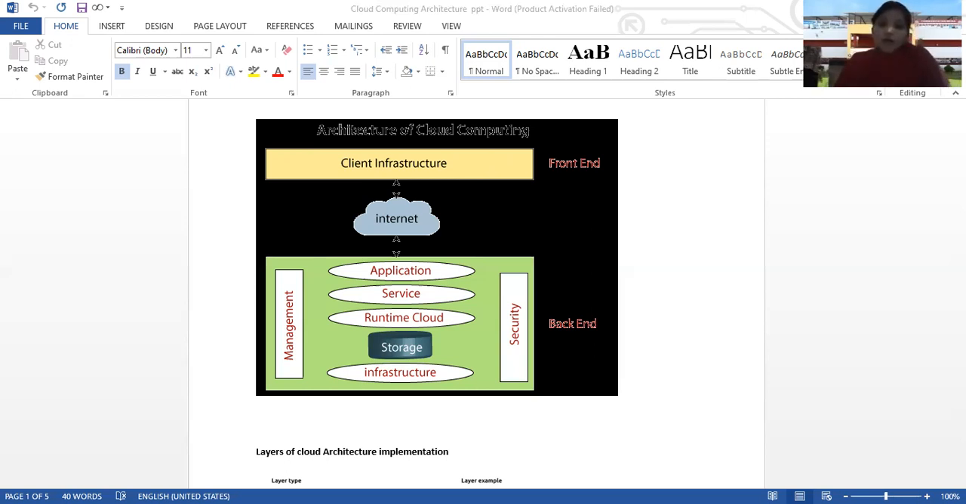So the above diagram shows the architecture of cloud computing, which is divided into two parts, that is the front end and back end. So front end, see here, the front end is used by the client. Okay, you know very well.